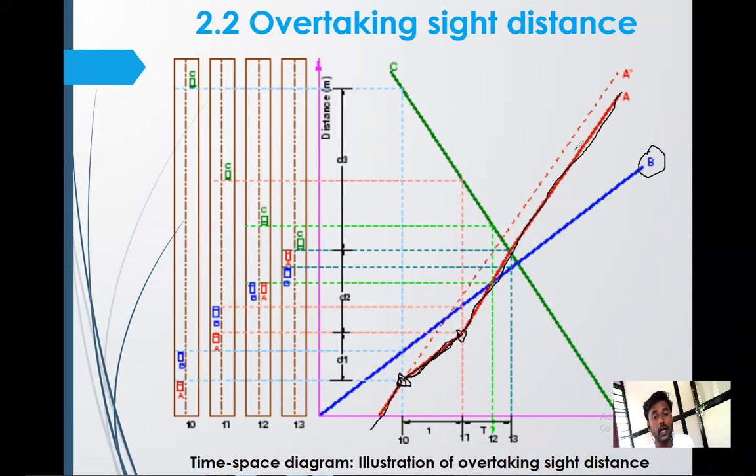Means what? By the direction of the line also we can understand how the speed of the overtaking vehicle differs. Okay, that is vehicle A. How the speed of vehicle A changes point to point. Because vehicle B as well as vehicle C are moving with the constant speed. But vehicle A changes his speed point to point. Okay, depends on his reaction.